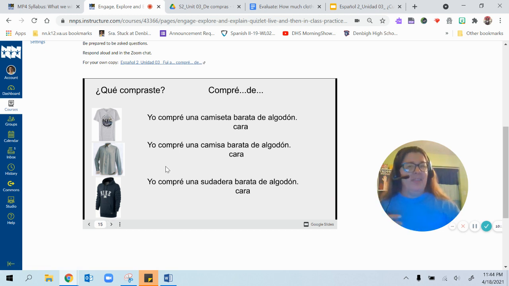Now, if you want to add things in, kind of stretch this out a little more, barata, cara, cheap, expensive. Practice. Compré una camiseta barata de algodón. Compré una camisa cara de algodón. Compré una sudadera barata de algodón.